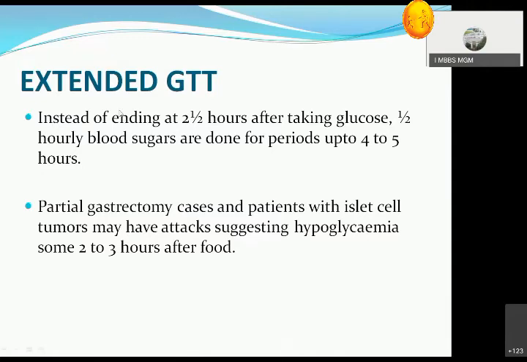Next entity is extended glucose tolerance test. In this, instead of ending at 2.5 hours after taking glucose, half hourly blood sugars are done for a period of up to 4 to 5 hours. So instead of ending at 2.5 hours, it is up to 4 to 5 hours. It is indicated in patients of partial gastrectomy and patients with islet cell tumor that may have attacks suggesting hypoglycemia some 2 to 3 hours after the food. So these are the 2 main indications for extended glucose tolerance test.